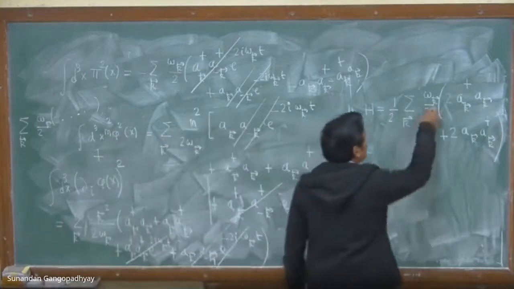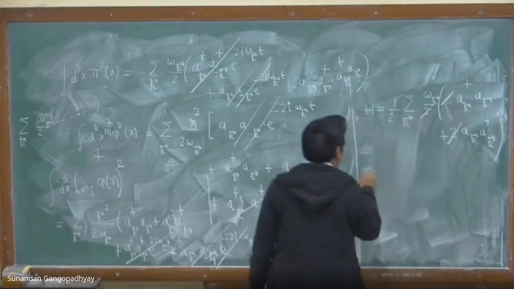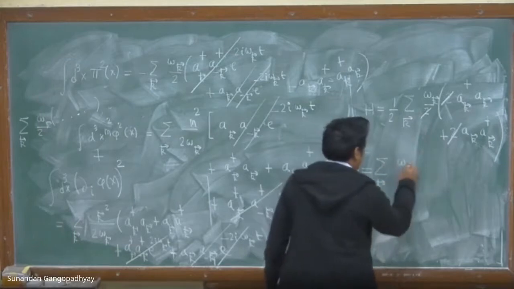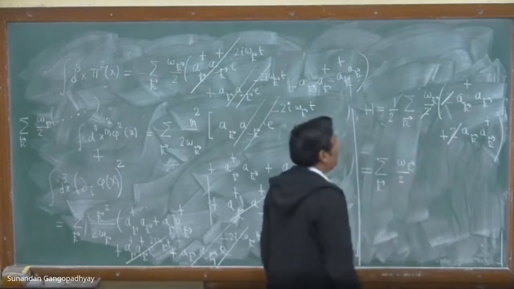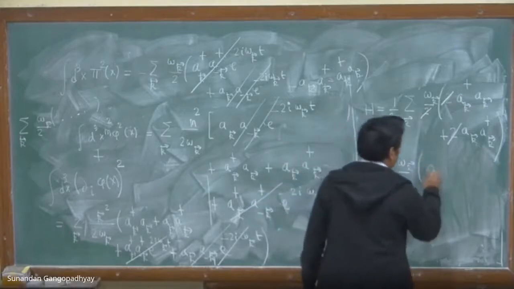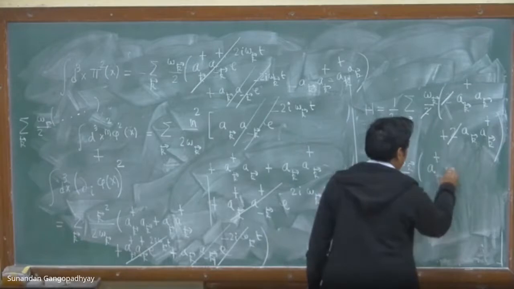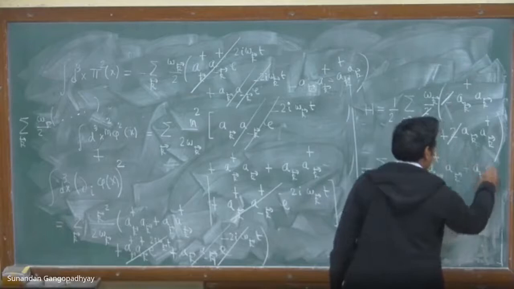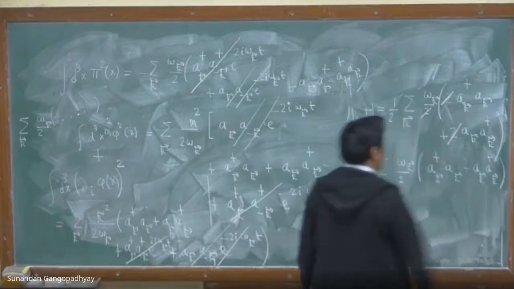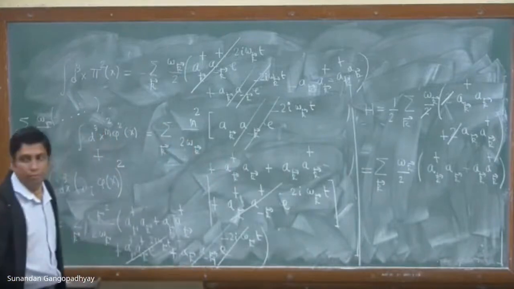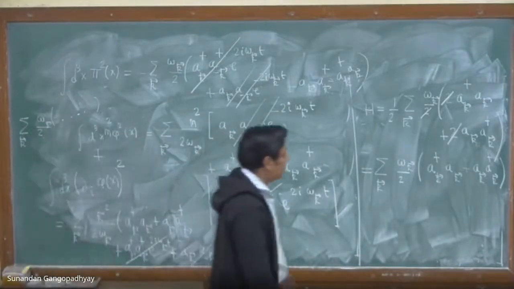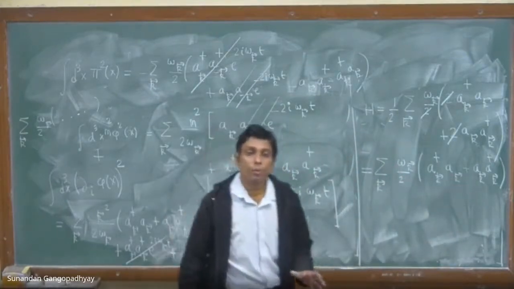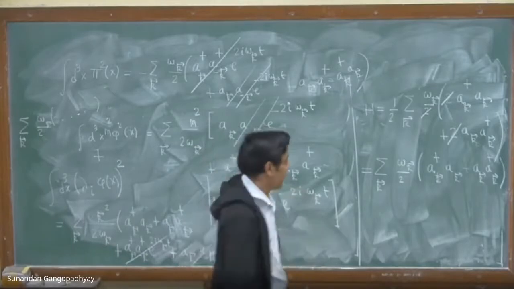And now these two factors will get cancelled. And therefore, ultimately, we shall have summations over k omega k by 2 times a dagger k ak plus ak a dagger k. So this is the result that we shall get at the end of the calculation. And now we can use the commutation relation between ak and a dagger k.